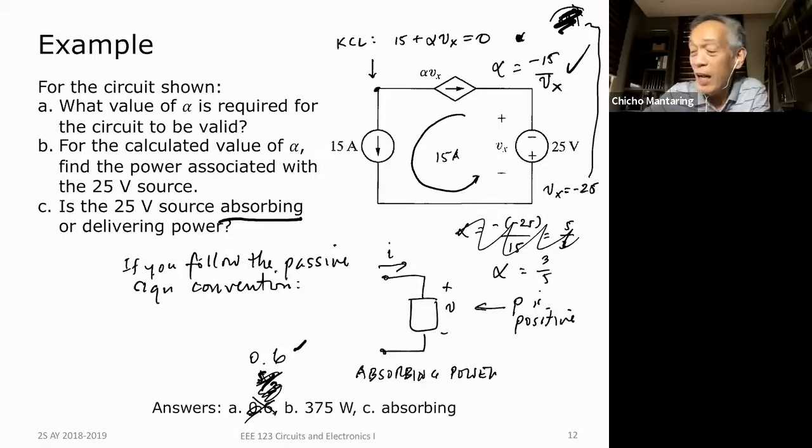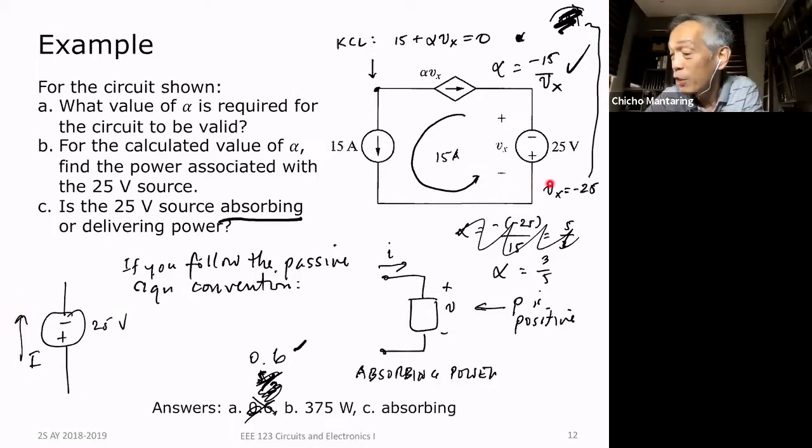You don't have to look at any other part of the circuit. You just have to see this, ano? Ito lang, tignan lang nyo, no? This is minus plus 25 volts. And then you have a current flowing in this direction. So ito lang yung titignan nyo, this part of the circuit. You don't even have to know what Vx is. So makita lang yung ganito, you already see that it is absorbing power. It is not delivering power.